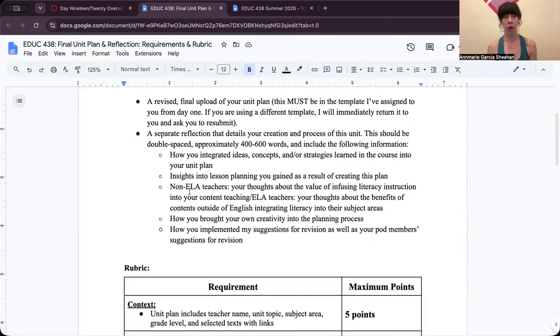Separate from that, a reflection that details your creation and process of this unit. So this is the new piece that you are doing for your final. This should be double spaced, I would say approximately 400 to 600 words.